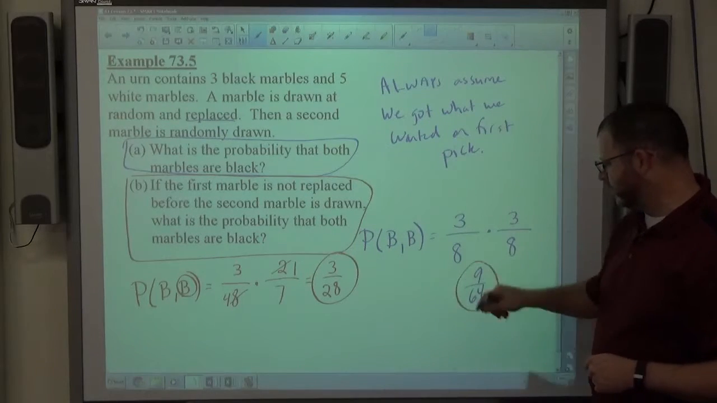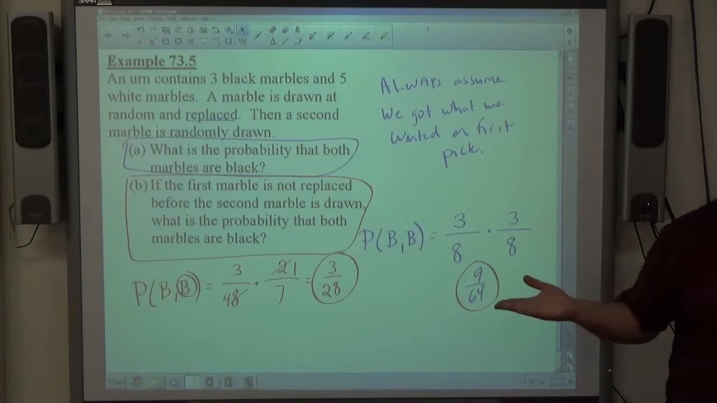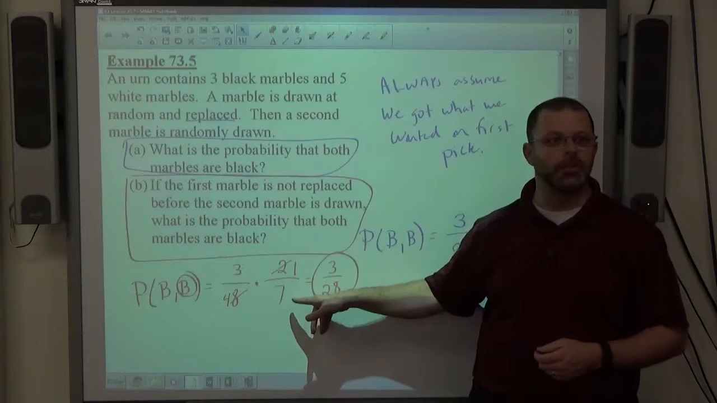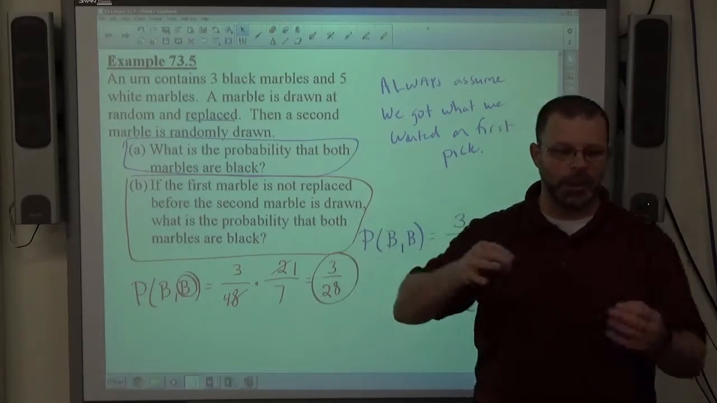Which one do you think is bigger? Anybody know? 9/64 or 3/28ths? What, you think the first one's bigger? Probably, right? Because the chance of getting a 3/8 is probably going to be better than 2/7, right? Because there's now fewer black marbles, the same number of white marbles, the chance of getting white's bigger.